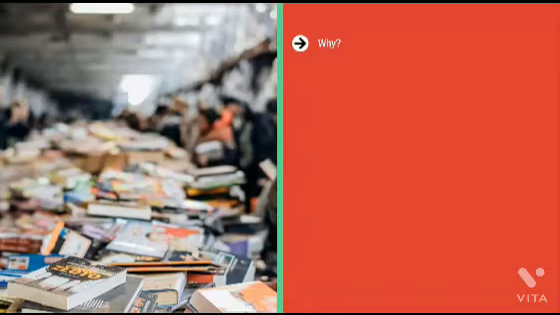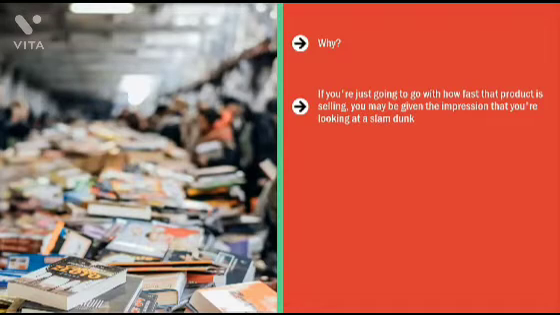Let's say you have 10 affiliates all promoting the same product. 9 of them suck, but the 10th affiliate marketer is selling this product all day, every day. Due to the huge amount of sales generated by that one affiliate, the gravity score for that product is going to look distorted. If you're just going to go with how fast that product is selling, you may be given the impression that you're looking at a slam dunk.